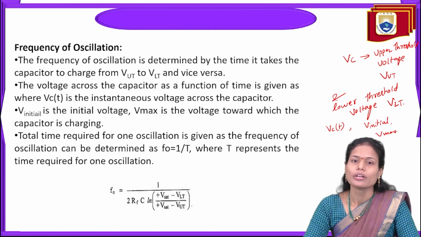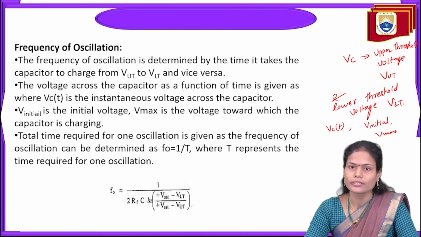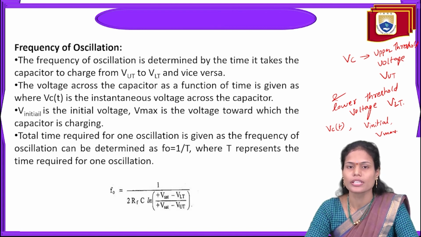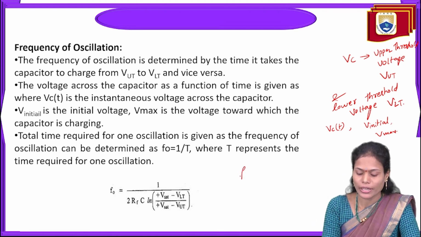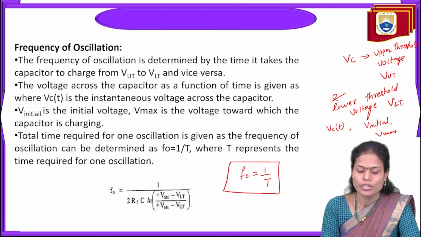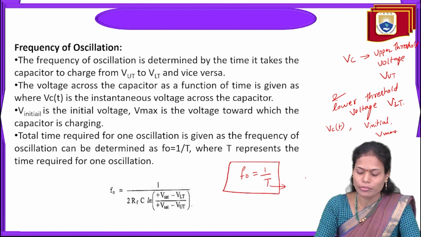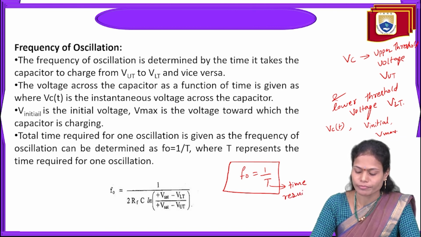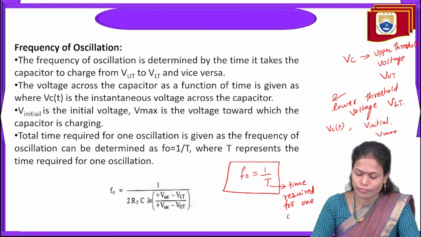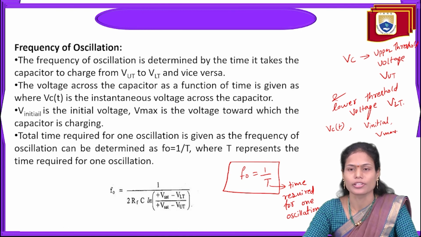In order to determine the total time required for one oscillation, which gives the frequency of oscillation, we use f naught equals 1 by T here. So T is nothing but the time required for one particular oscillation.